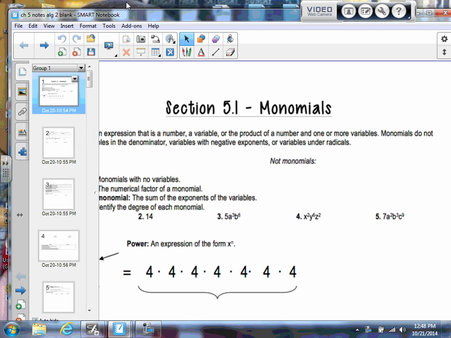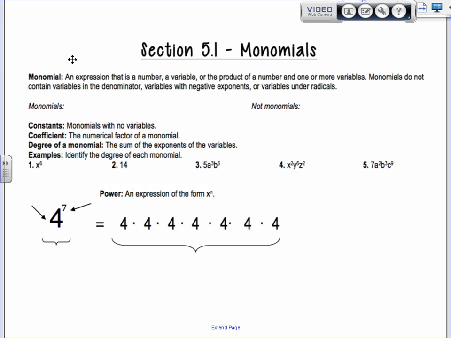Section 5.1 is on monomials. Okay, so a monomial is an expression that is a number or a variable or a combination of numbers and variables. Monomials do not contain variables in the denominator. Variables with negative exponents are variables under radicals.